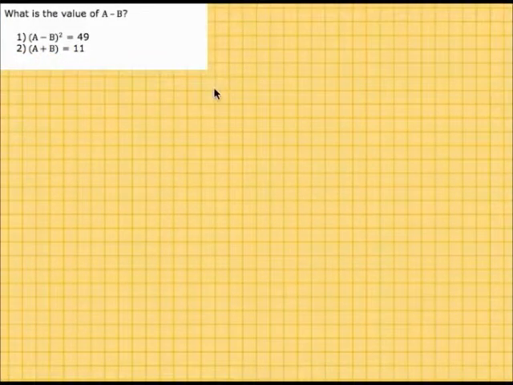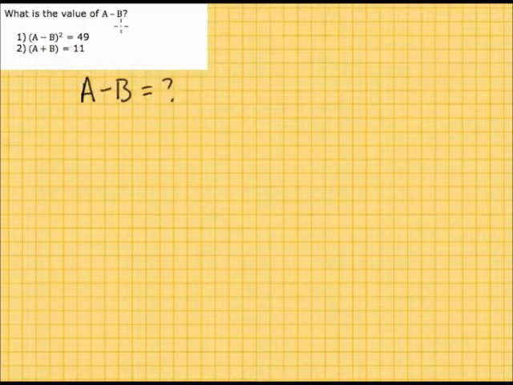Here's an example of a deceptively layered data sufficiency question. The prompt is thin, it's asking for A minus B. You don't know anything about these two values, and so you might look at fact 1 and fact 2 and try to zip through them. If you got this question wrong, you got sloppy or lazy, or you made a silly mistake.